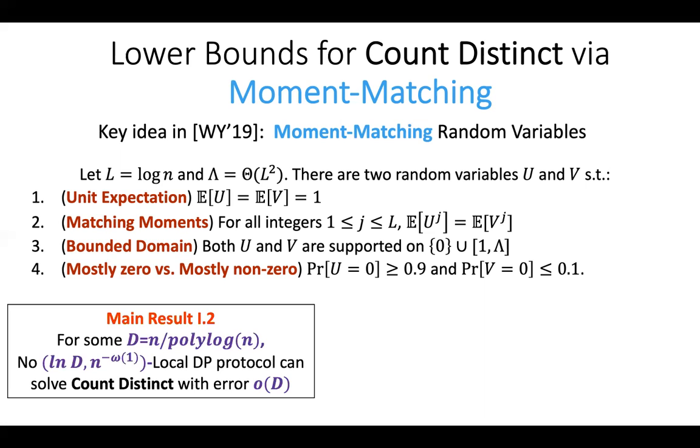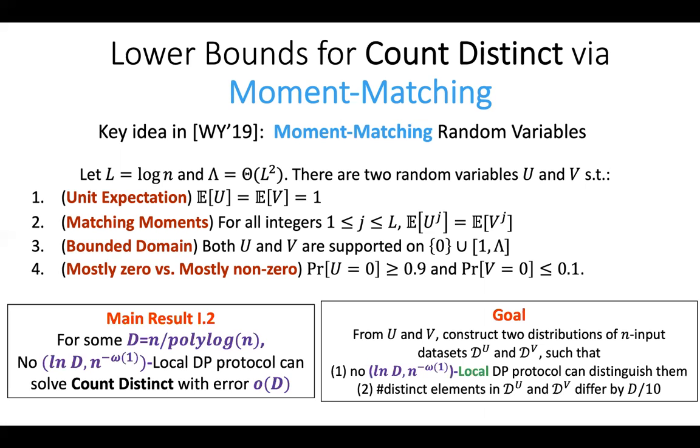To prove our result, we want to construct two distributions of n-input data sets, D_U and D_V, such that no local DP protocol can distinguish them, yet the number of distinct elements in D_U and D_V differ by n over 10. Therefore, combining these two together, we'll have the lower bound.